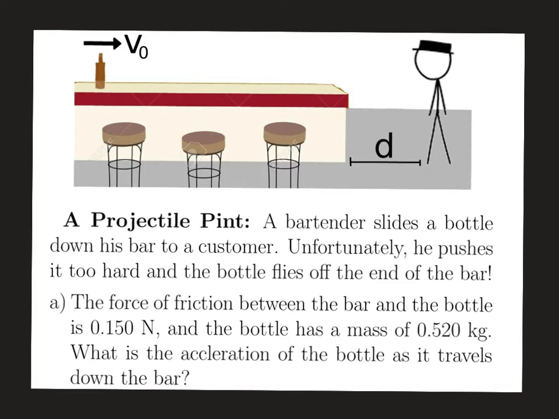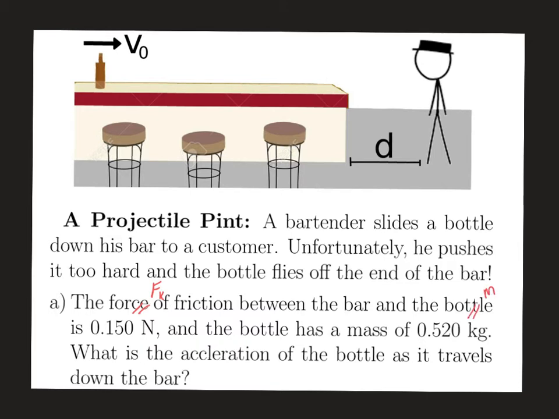The setup of the problem is that the bartender is sliding the bottle from the end. Initially, we have the force of friction between the bar and the bottle is 0.15 newtons. So be a little careful with how we interpret that information. It's the force of friction. It sounds like it's kinetic friction because the bottle is moving, but we're not going to have to actually use mu k, the coefficient of friction, because we're just being given the entire friction already. And the bottle has a mass of 0.52 kilograms, so I'm going to call that m.